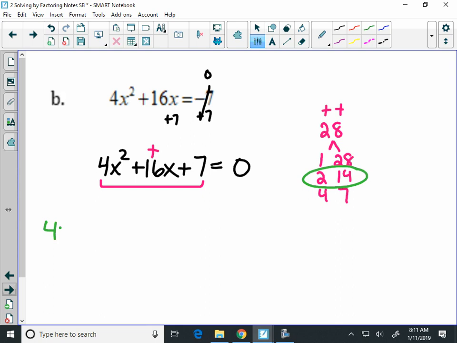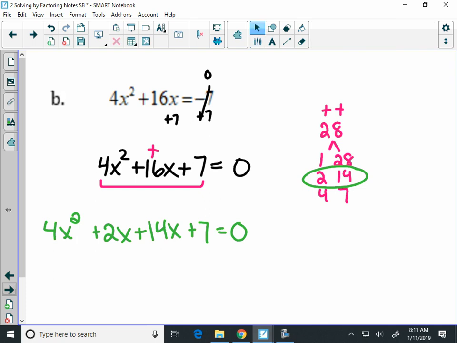So I'm going to split the middle here. The first term comes down. The last term comes down. And I split the middle with plus 2x plus 14x. Now because I split the middle, I now have 4 terms, which means that I'm going to use the method of grouping for the rest of this problem.